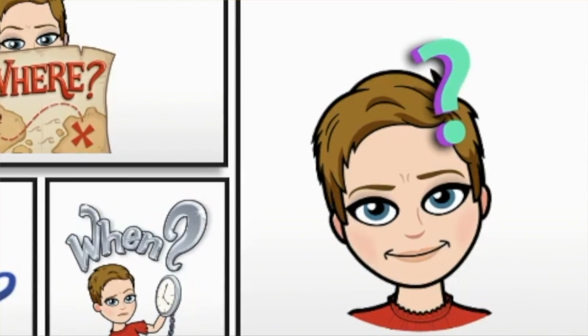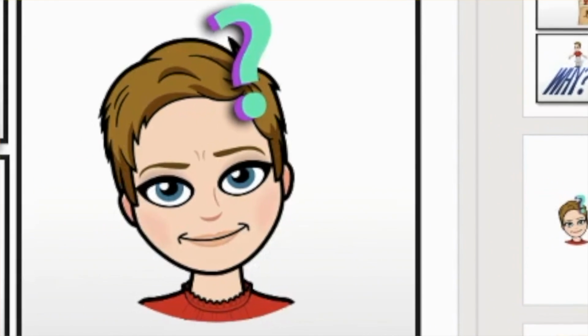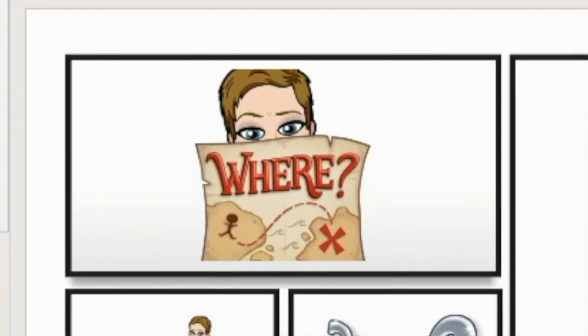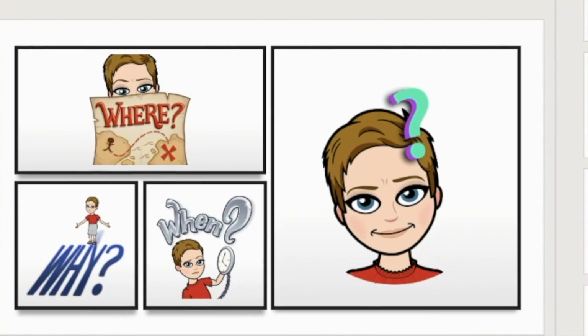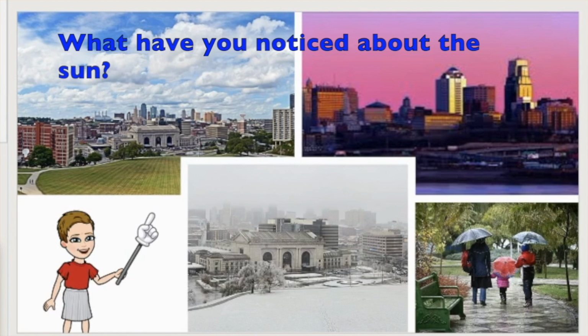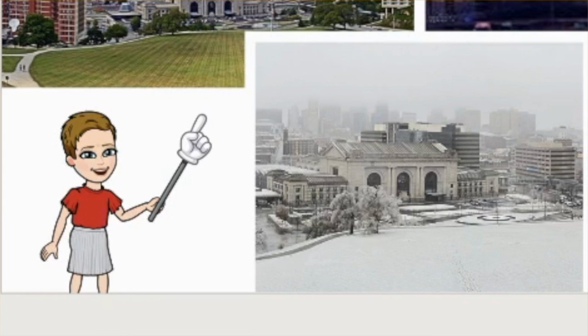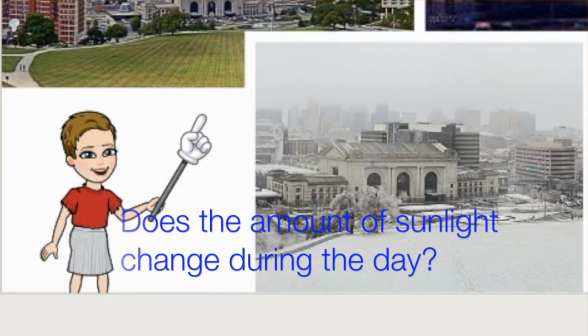Now, junior scientist, I am going to ask you a different question. That's right. As scientists, one of our most important jobs is to get very good at asking questions to find out what we want to know. When you have been making your weather observations, have you taken notice of the sun? What have you noticed about the sun? Today, our job is to keep an eye out for the amount of sunlight we see during the day.